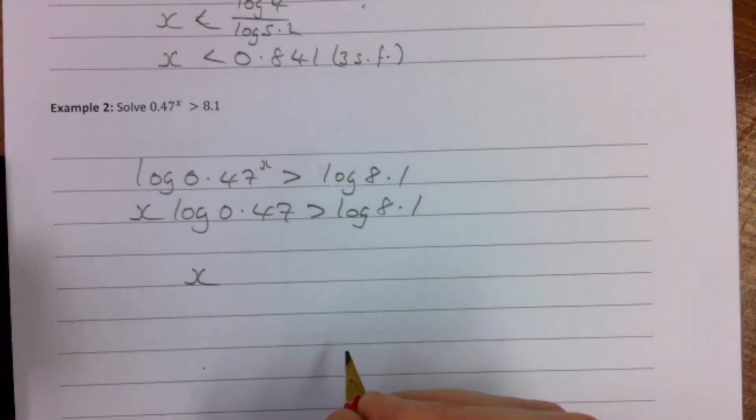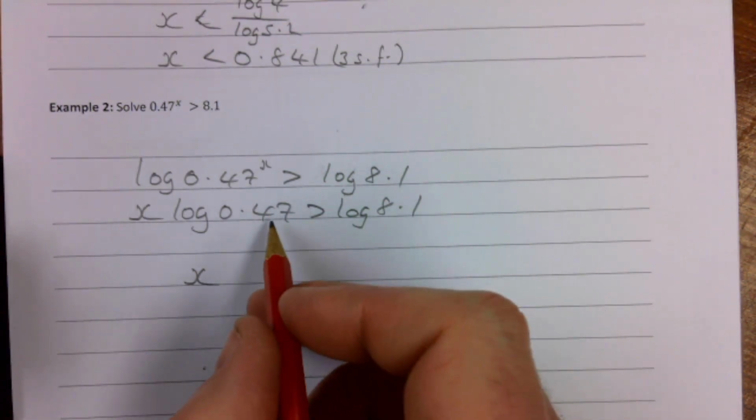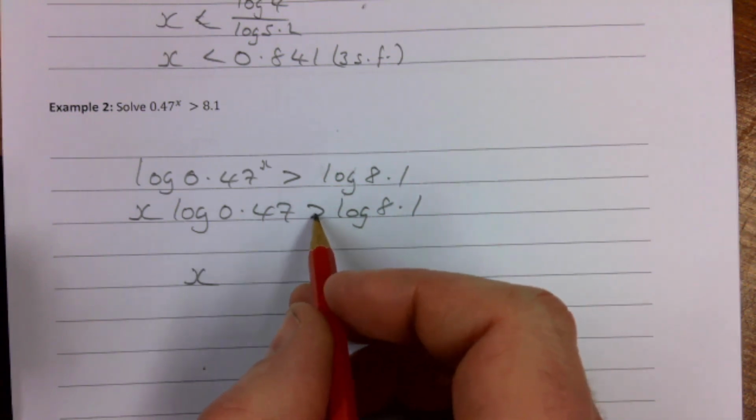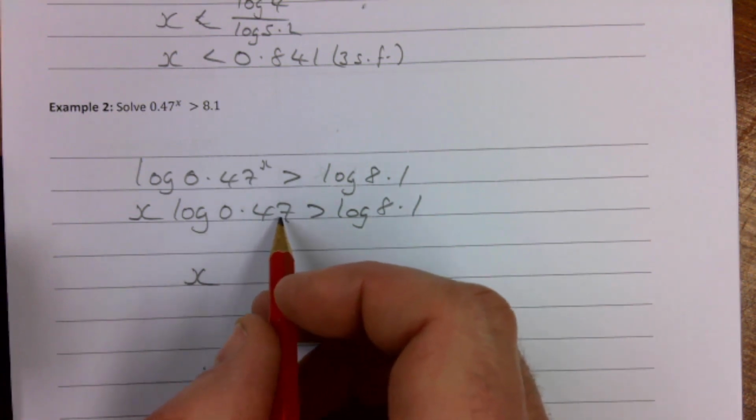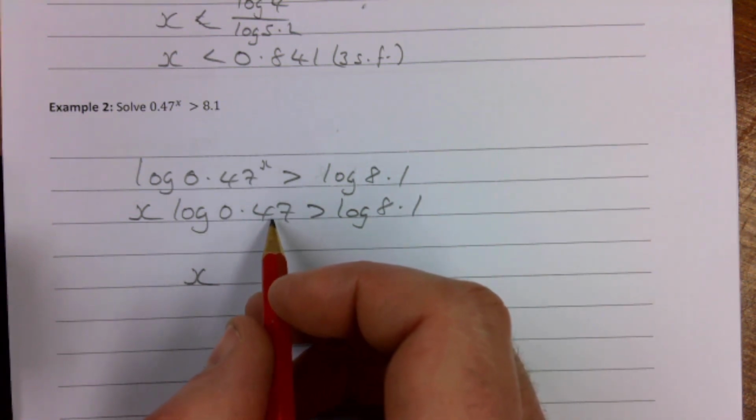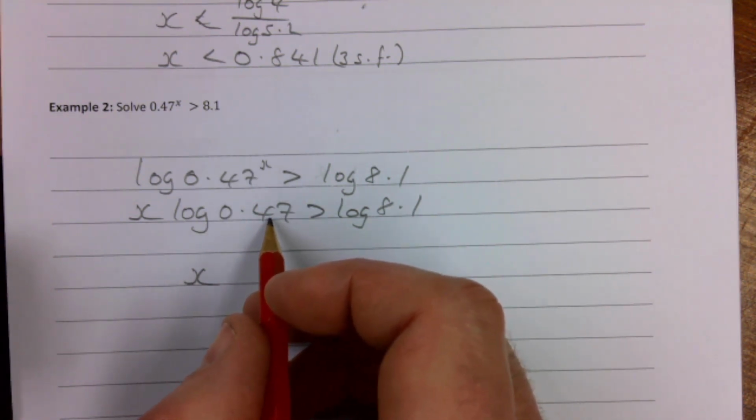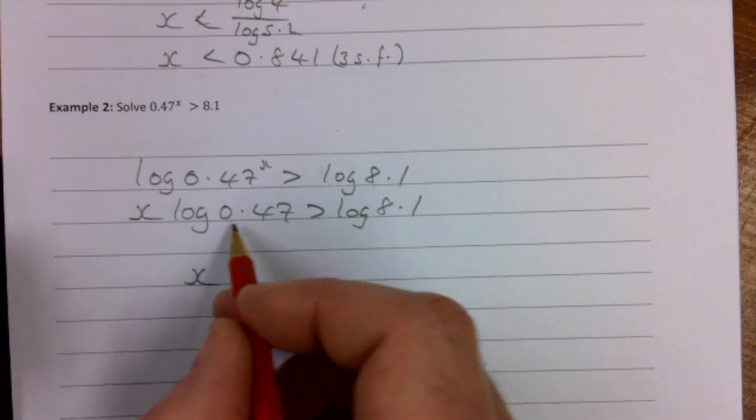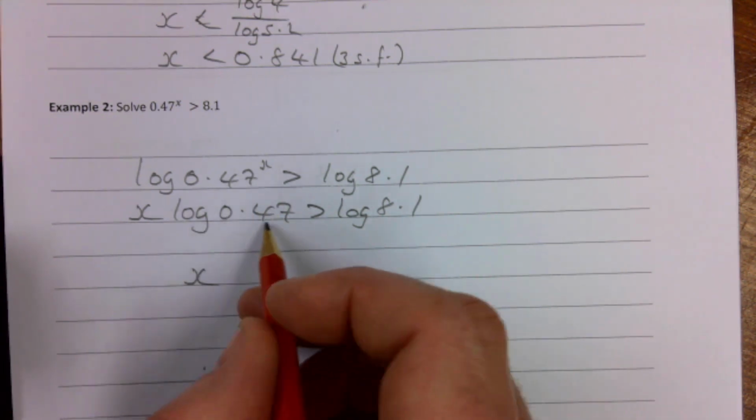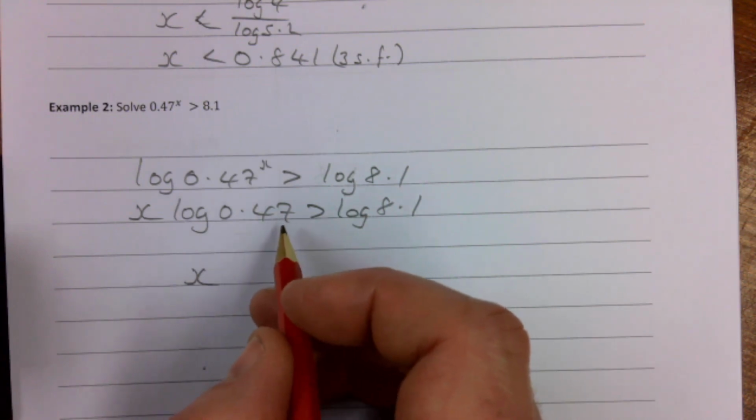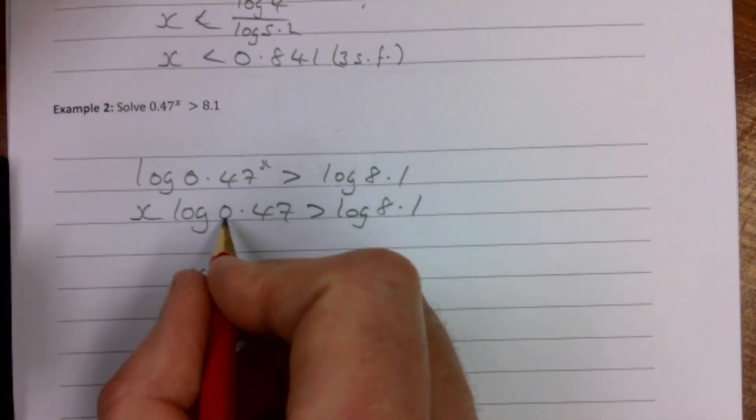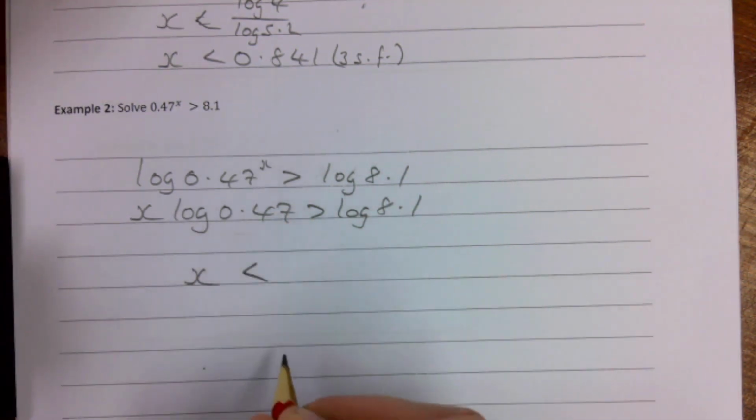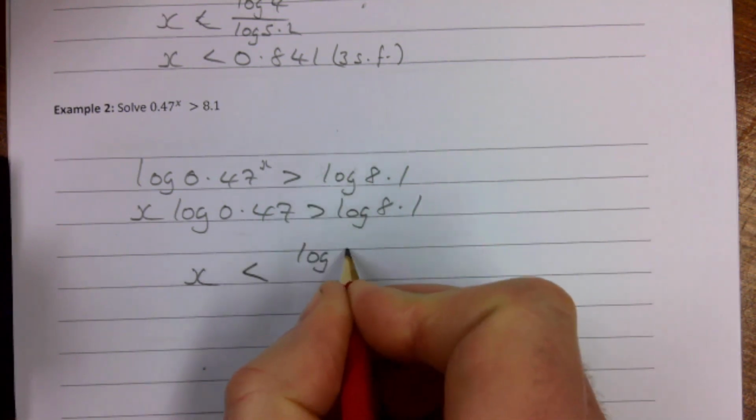The problem is, which you learned hopefully in year 10, whenever you divide by a negative number, this sign needs to flip around. Log 0.47, if you check in your calculator, gives you a negative number. So you need to be super careful here, because it's very hard to see and you can kind of miss it because there's no minus in there obviously. But log 0.47 is a negative number. That means whenever we divide by this, we need to flip this sign around.